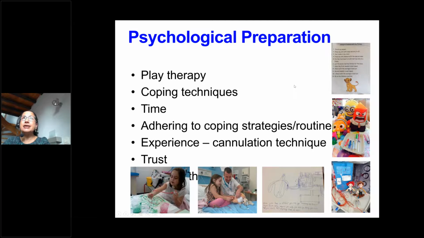Now, one of the key aspects of this is psychological preparation. And indeed, in very young children, and we perform vascular access with fistulas even in children as young as 2 years of age, it's extremely important that psychological preparation is performed. And this is with play therapy, with coping techniques. You see all of these different things here, with adhering to a strict protocol agreed with the child and their parent, and the experience of the cannulator to gain trust in them, particularly in the initial sessions.